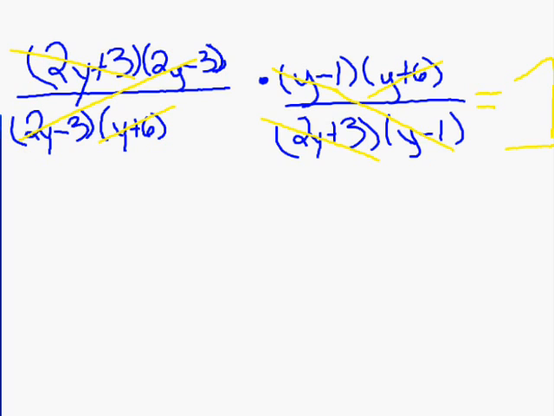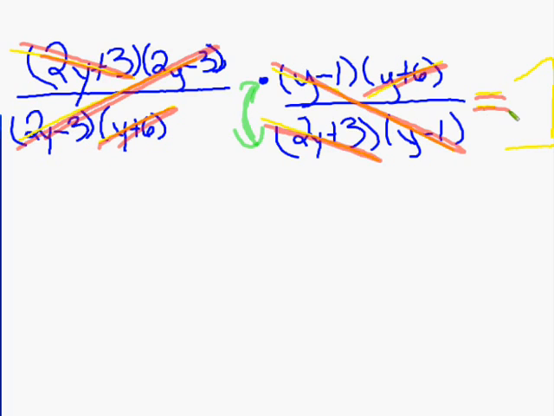So after you've flipped this side over here, as you can see, then you can start to cancel. You can cancel top to bottom the 2y minus 3 right here. You can cancel your 2y plus 3 diagonally. You can cancel top to bottom with your y minus 1, and then last but not least, your y plus 6, which eventually will just equal a 1 right here. Ta-da!